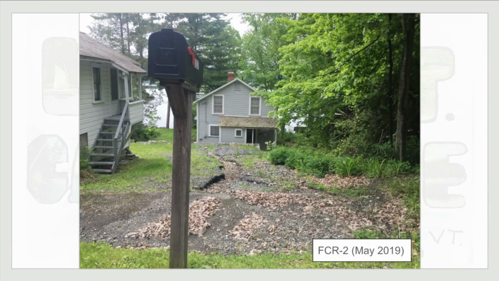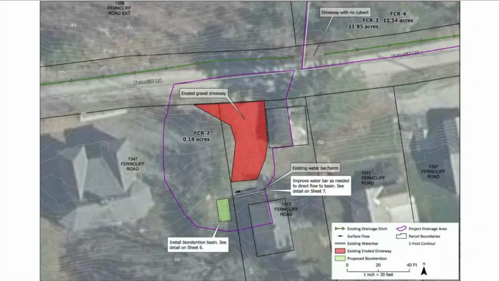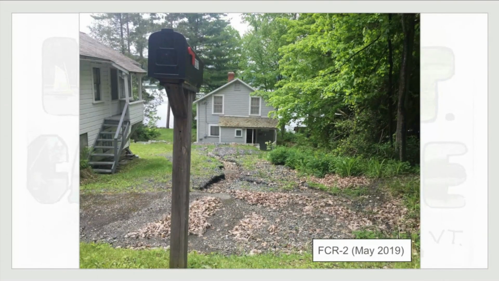And there is some runoff from the uphill area that I'll jump to the plan view here, from the road that comes down, and it's really steep. So you're seeing quite a bit of erosion here in the driveway, really coming straight at the house.